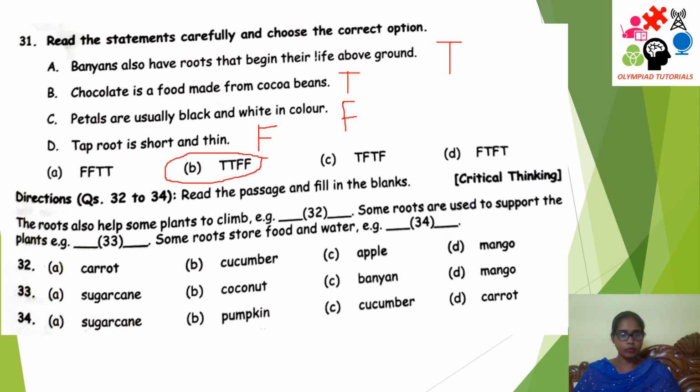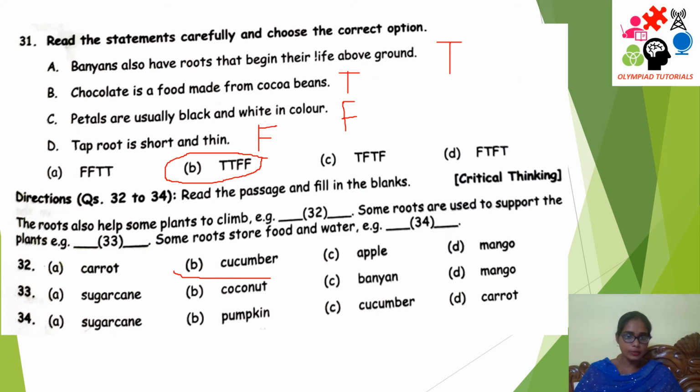So next, from question number 32 to 34, here you have the options given and the perfect answer you have to fit here. The roots also help some plants to climb. Example 32. Now which option is going to fit here, that you have to insert. Roots are used to support the plants. Here it will be from the 33 number question. And some roots store food and water. This is from the 34th options. Okay. So here for 32, your option number B is going to be correct.